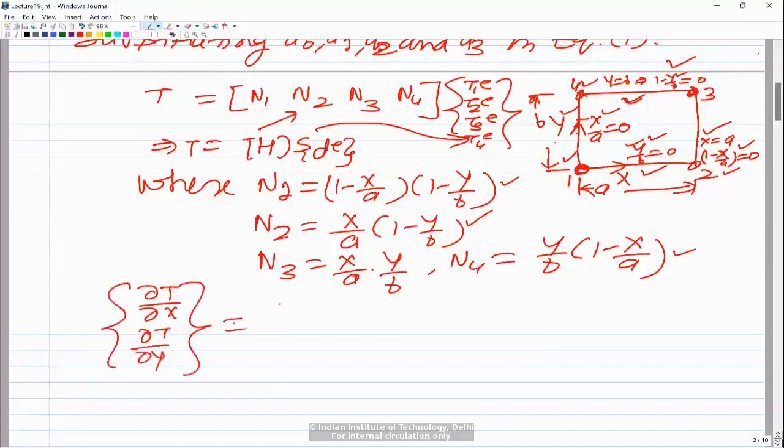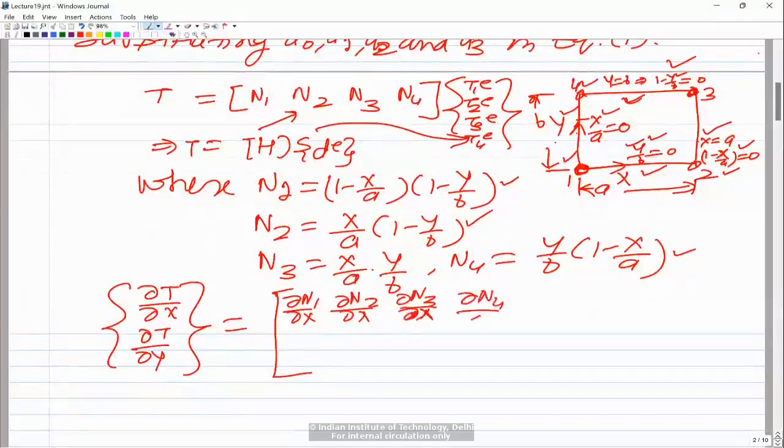These will be as usual, as we have been writing. We know T equal to N1 T1 plus N2 T2 plus N3 T3 plus N4 T4. N1, N2, N3, N4 are functions of x and y, so we take their derivatives. So we will get del N1 by del x, del N2 by del x, del N3 by del x, and del N4 by del x. And similarly del N1 by del y, del N2 by del y, del N3 by del y, and del N4 by del y.